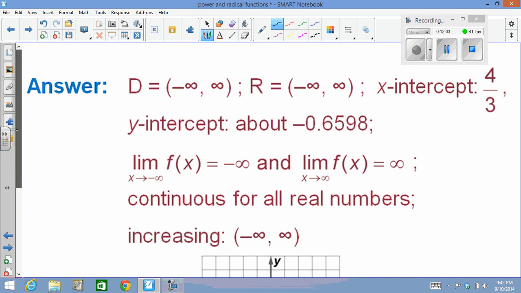My x-intercept is going to be positive 4/3, and I can certainly find that by setting the inside of the root equal to 0 and solving for x. And then I can find out what my y-intercept is if I plug a 0 in and solve for y. That's going to be a little bit more difficult to solve for though. And then I have all the other answers that are right there.